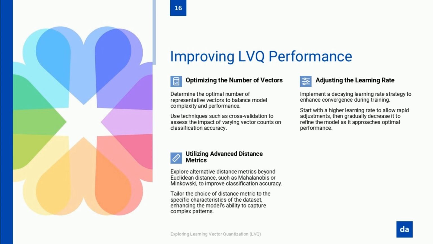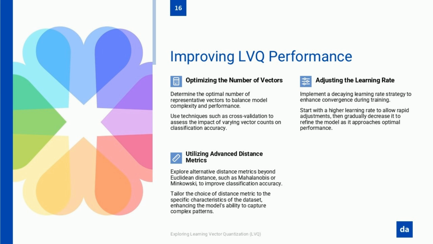Next up, adjusting the learning rate. We already talked about learning rate decay, but finding the right learning rate from the start is just as important. If the learning rate is too high, LVQ updates the prototype vectors too aggressively, leading to unstable learning. If it's too low, the model learns too slowly and never fully adapts. A great strategy is to start with a higher learning rate and gradually decrease it over time, allowing for quick early adjustments and fine-tuned precision later on.